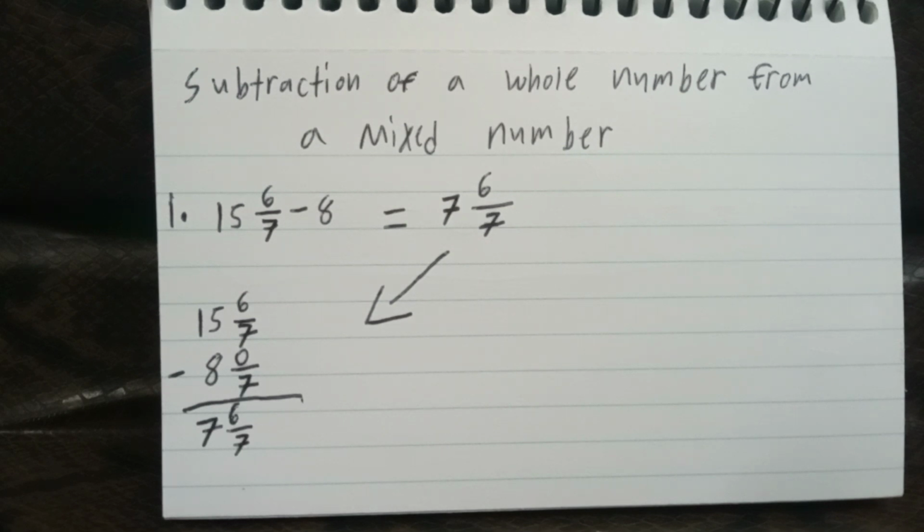So for our first example, we have here 15 and 6 over 7 minus 8, the whole number. So what we need to do here is very easy. We just have to subtract the whole numbers, 15 and 8, which equals 7, as you can see the arrow that shows down there. Again, as I said, 8 has no fraction, so it's equivalent to 0 over 7. Why 0 over 7? Because we need to have a common denominator. That's why I chose 7 as the denominator. And that will lead us to our final answer, which is 7 and 6 over 7.